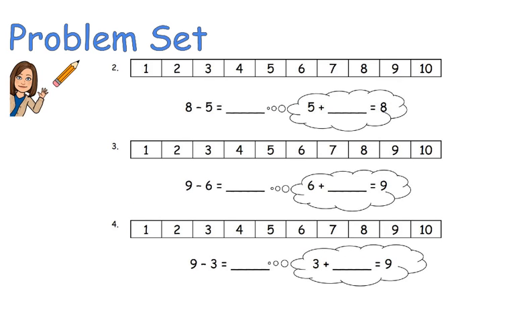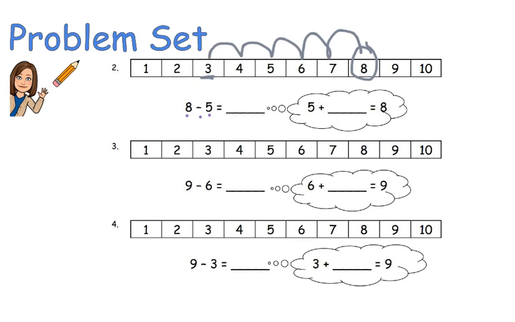Let's look at problem number 2. Problem number 2 says 8 subtract 5. So we're going to start at 8, and we're going to do 5 hops. Ready? Put your pencil at 8 and do 5 hops with me. 1 hop, 2, 3, 4, 5.